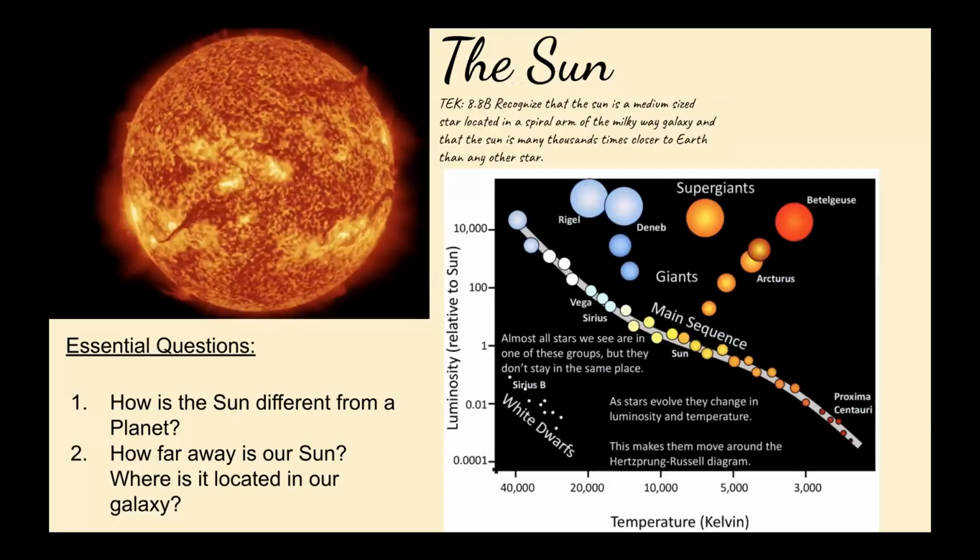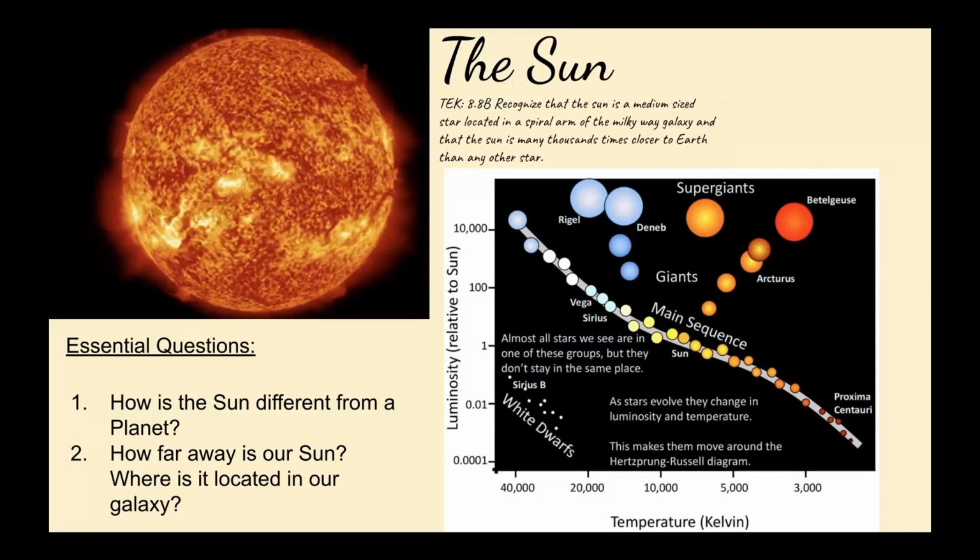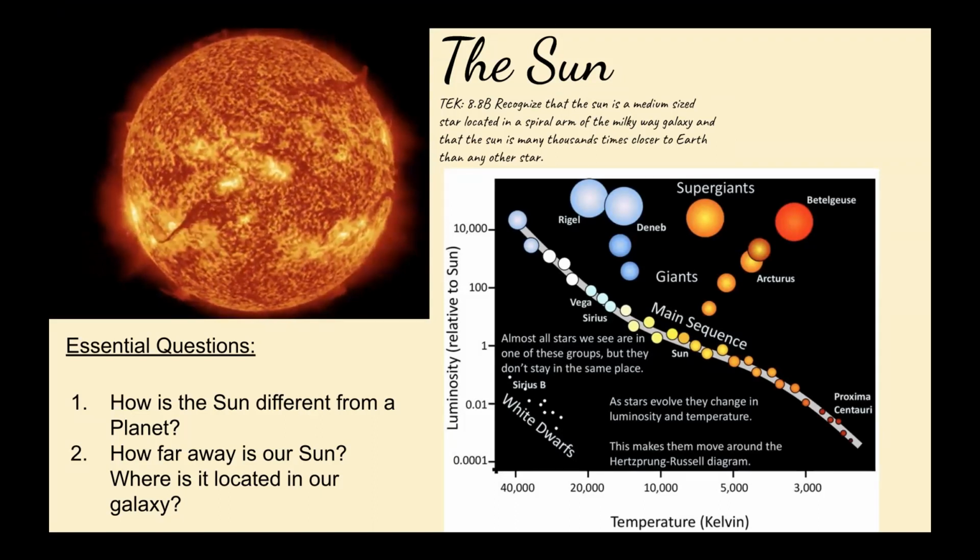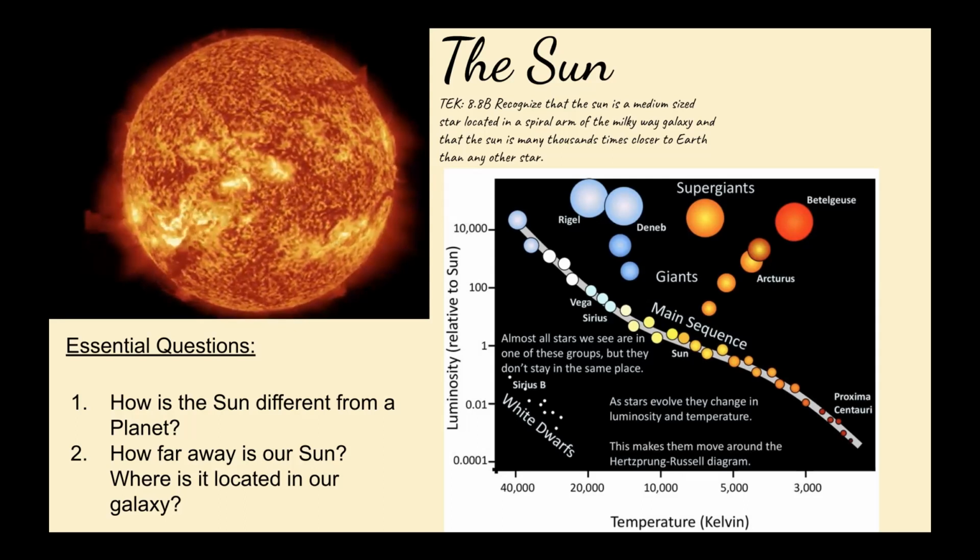So today we're going to be learning about the sun, and I have a couple of essential questions for you. Hopefully by the end of this presentation, you will be able to answer these two questions. The first question is, how is the sun different from a planet? And the second question is, how far away is our sun and where is it located in our galaxy? So keep those two questions in mind as we go through the presentation today.